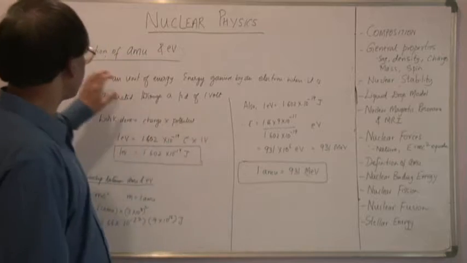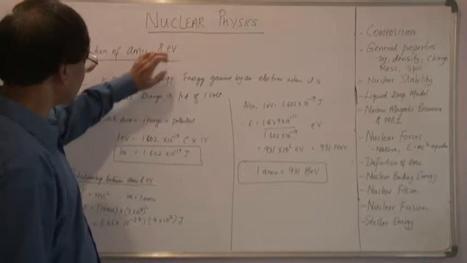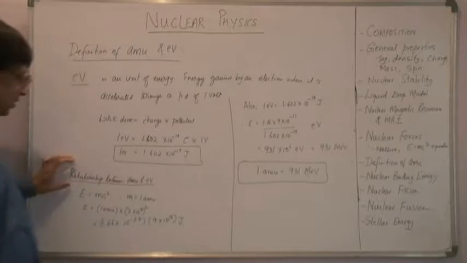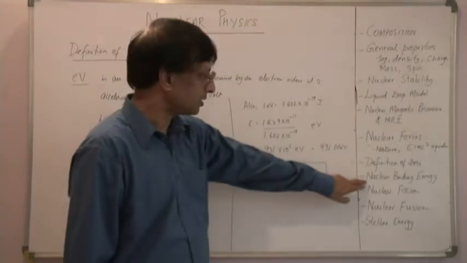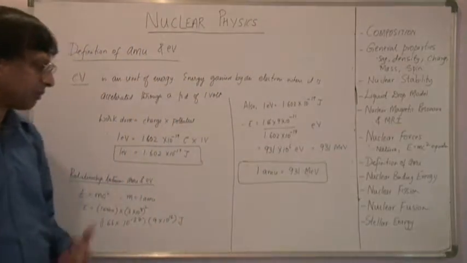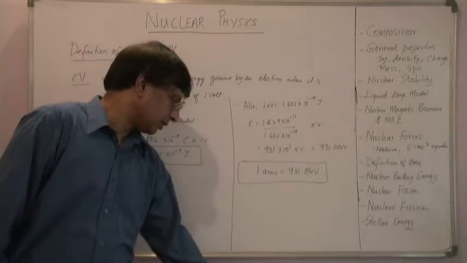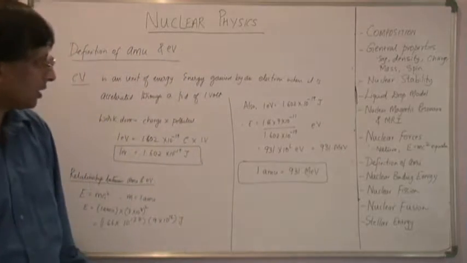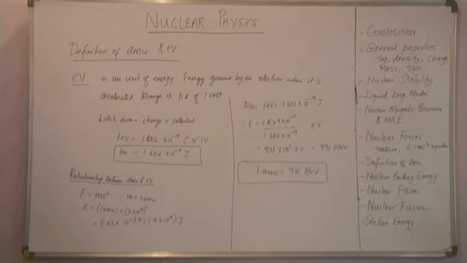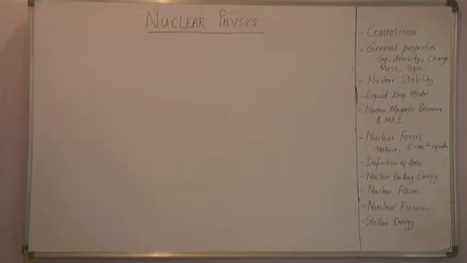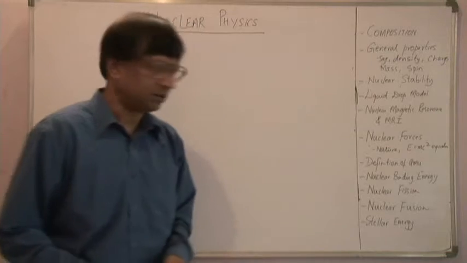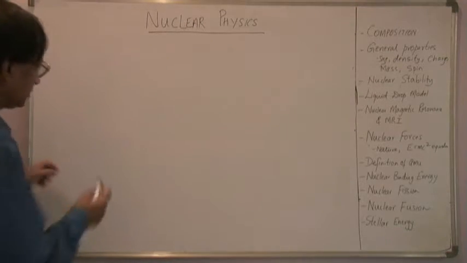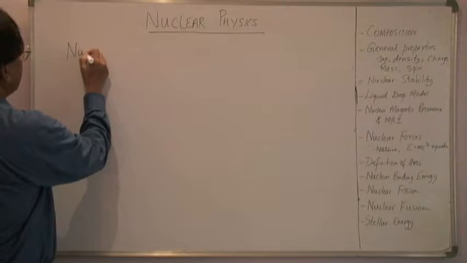So, with this, we have covered the topic of definition of AMU, electron volt, and also derived the expression for the relationship between AMU and electron volt. The next topic we'll be taking up is nuclear binding energy. What is meant by binding energy? Let us now look at the topic of nuclear binding energy. So we'll discuss what is known as nuclear binding energy.